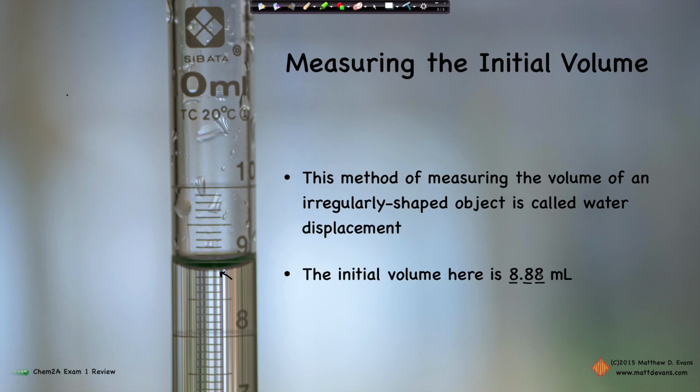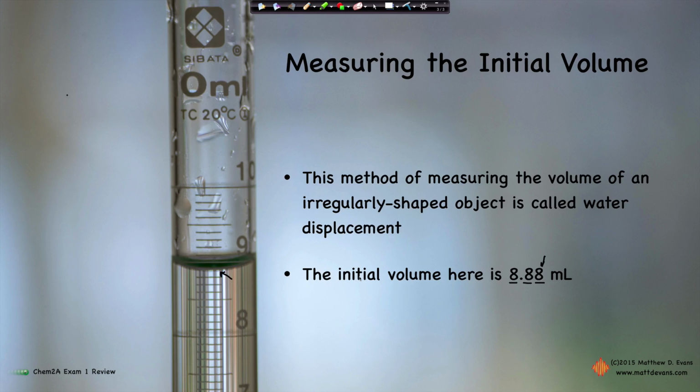Some people might call this a 9. Some people might call this a 7. Some people might even call this 8.90, and that's fine too. But this last digit is called the estimated digit, because the meniscus does not fall perfectly on a line. I have to estimate it. And that's true for every measuring device. Always the last digit is going to be estimated, except for electronic balances, of course. Okay, so that's what I think it is.